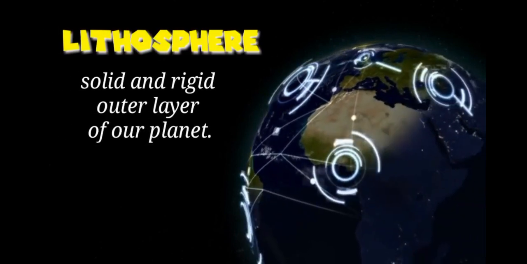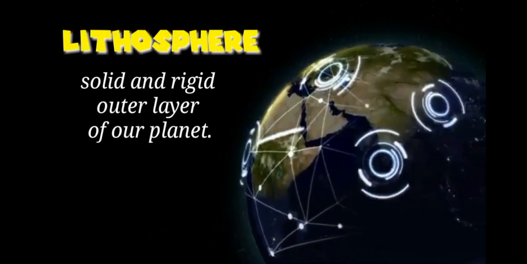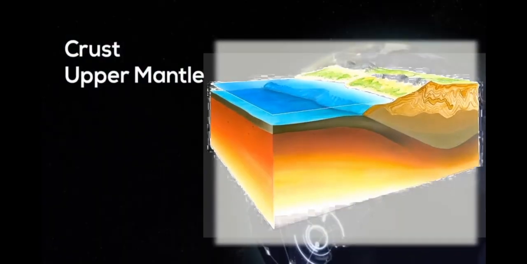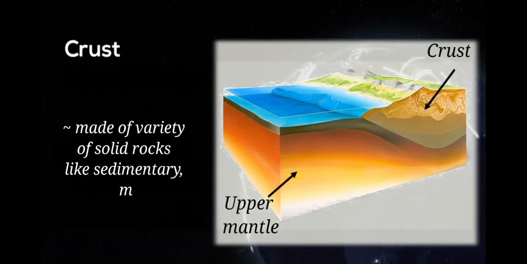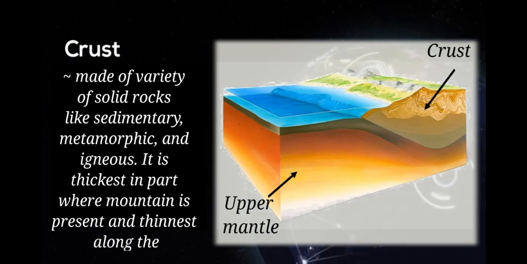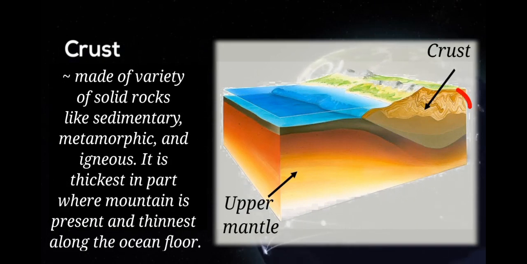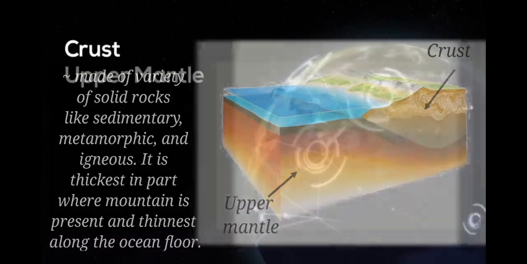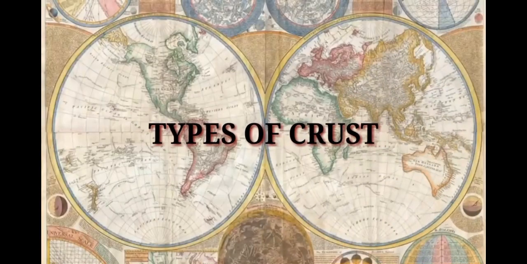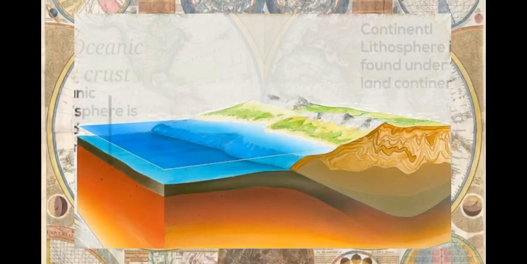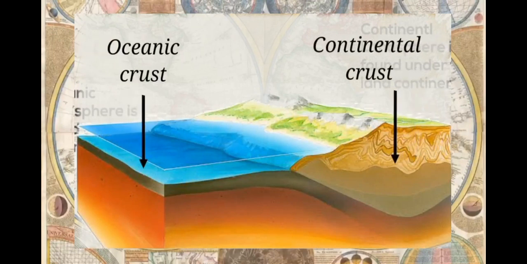The Earth's lithosphere is the solid and rigid outer layer of our planet. It includes the crust and the upper part of the mantle. The crust is made of a variety of solid rocks like sedimentary, metamorphic, and igneous. It is the thickest in parts where mountains are present and thinnest along the ocean floor. The lithosphere is the top layer of the Earth where the Earth's crust is located because the Earth consists of land and water. The crust is divided into two parts, the oceanic crust and the continental crust.